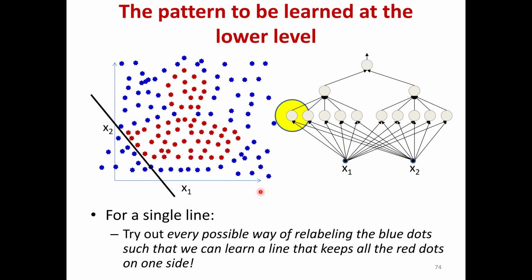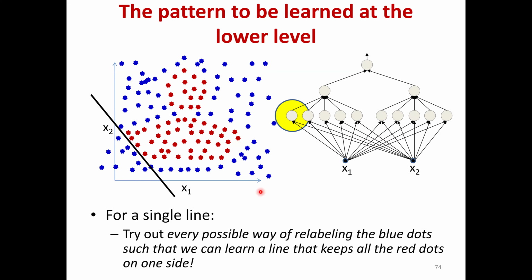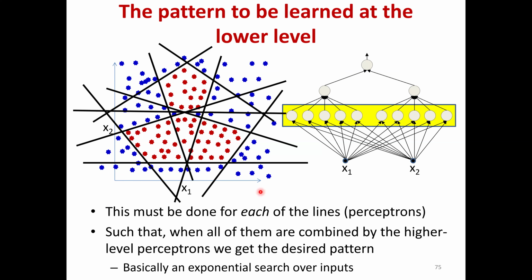And so even for a single boundary, you have to try out every possible way of relabeling the dots such that we can learn a line that keeps all the red dots on one side. And if I didn't give you the rest of the network, and if I had to learn the entire network, you're going to have to evaluate every possible way of relabeling the data for every one of your perceptrons and explore this entire set till you find a combination that gives you perfect classification on the output.